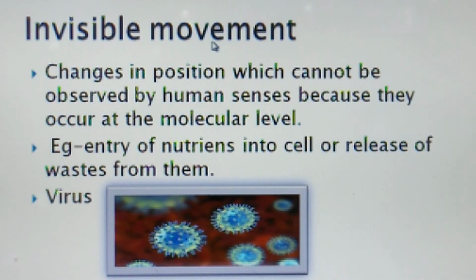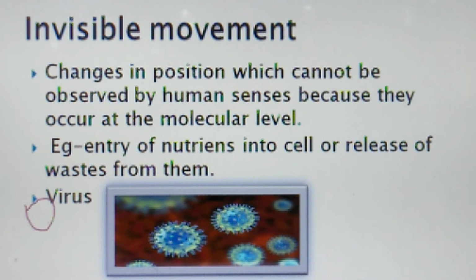Next is invisible movement. That means changes in position which cannot be observed by human senses because they occur at the molecular level. So it cannot be detected. This type of movement cannot be detected through our human senses, while touching or while watching. For example, the entry of nutrients into the cell or the release of waste from it. The cells absorb simple substances. The cells have the ability to absorb substances.